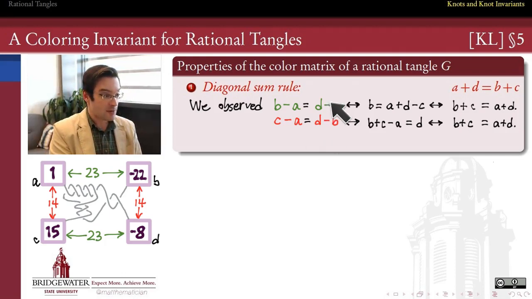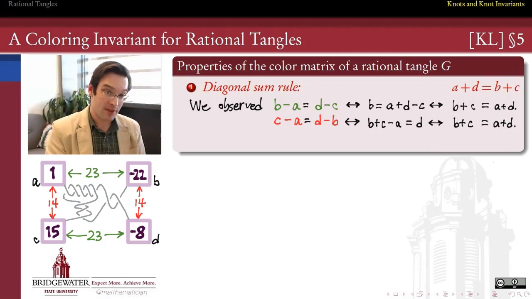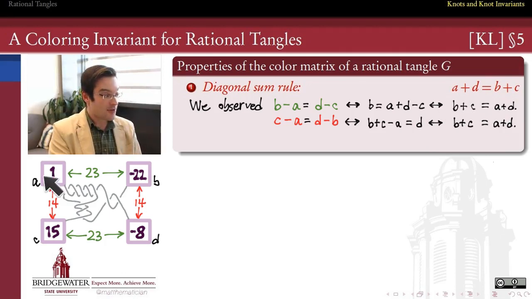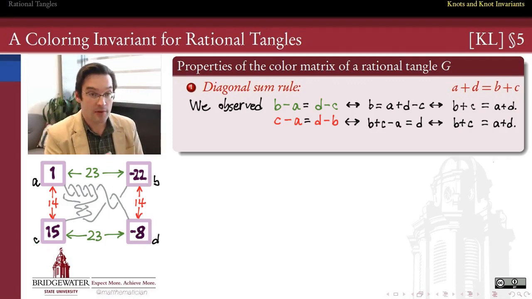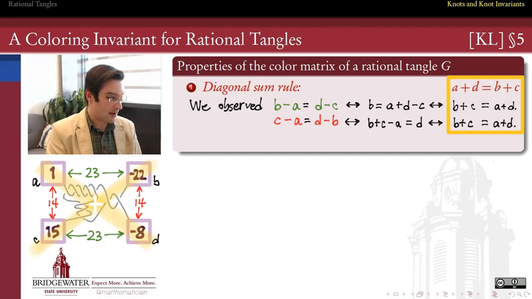Another way to say that, if we rearrange each of these equations, is that each of those is equivalent with the so-called diagonal sum rule. The diagonal sum rule is the statement that the sum of the diagonal of this color matrix, the trace of the color matrix if you like, is equal to the sum on the antidiagonal, the antitrace of the color matrix. And we can see that just by adding them both up, finding out they're both equal to -7.